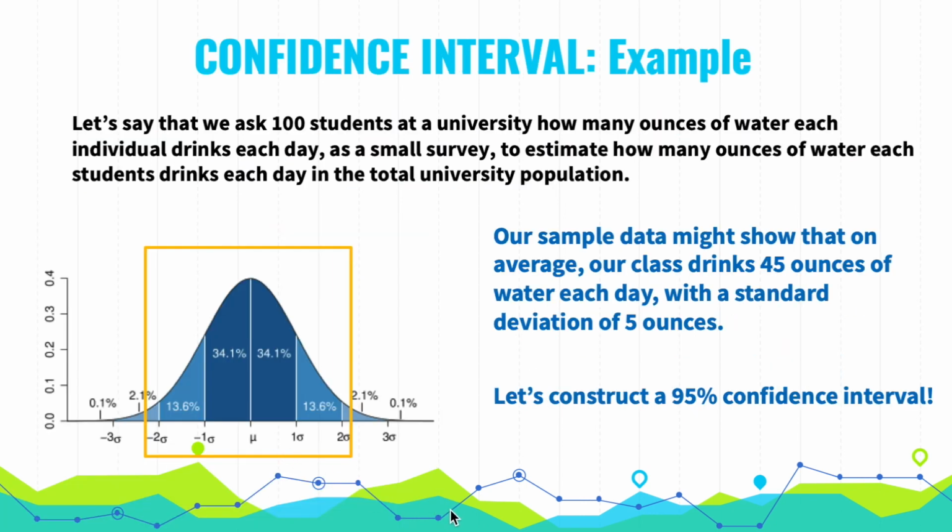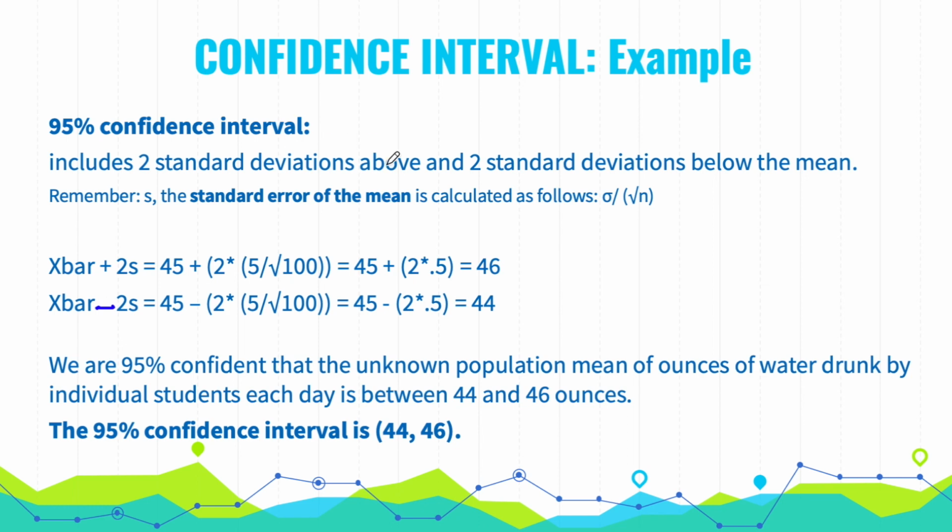So let's look at a confidence interval example. Let's say that we ask 100 students at a university how many ounces of water each individual drinks each day. So that's a small survey, and we're estimating how many ounces of water each student drinks each day in the total university population. So let's say that our sample data shows that on average, our class drinks 45 ounces of water each day with a standard deviation of 5 ounces. So let's construct a 95% confidence interval. That's going to include 2 standard deviations above and 2 standard deviations below the mean.